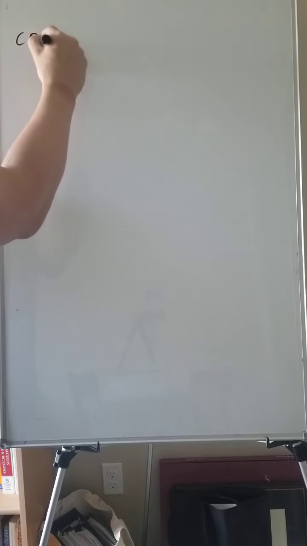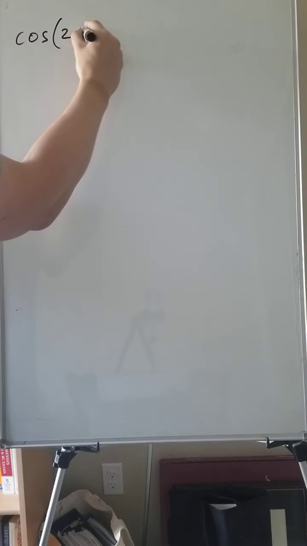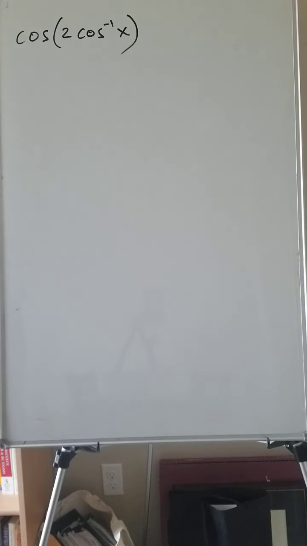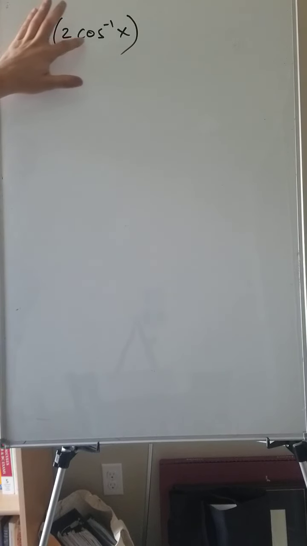Let's say I have cosine of 2 times the inverse cosine of x. Same thing as before, but they put a number here. They put a 2 here, so okay, we'll deal with that. Ignore the 2 for a second. It's just 2 times this.